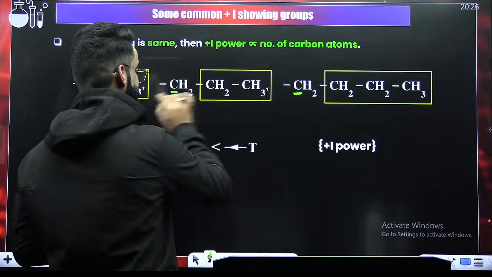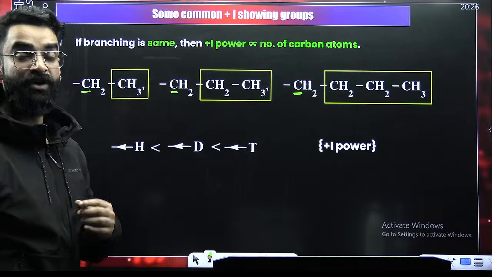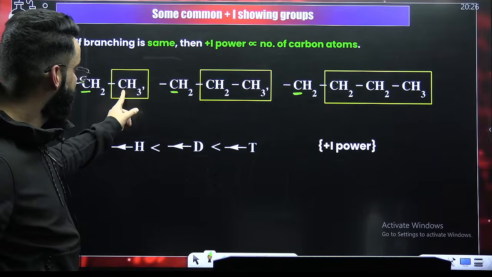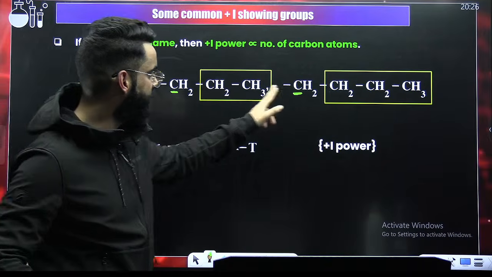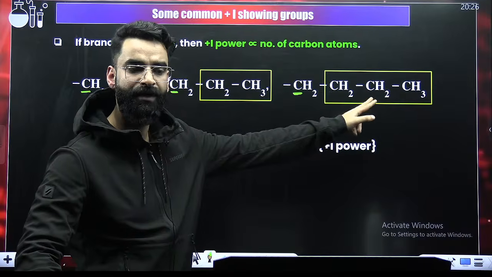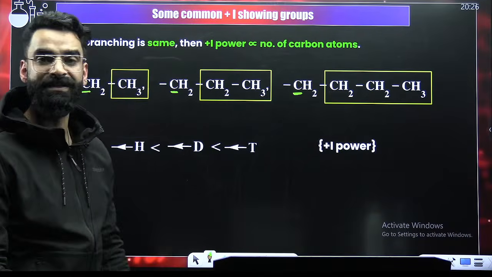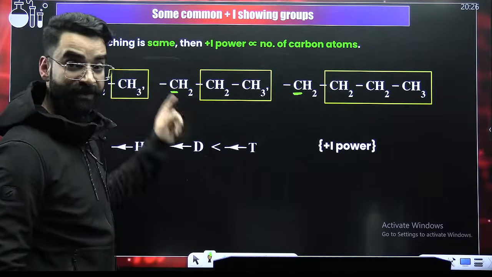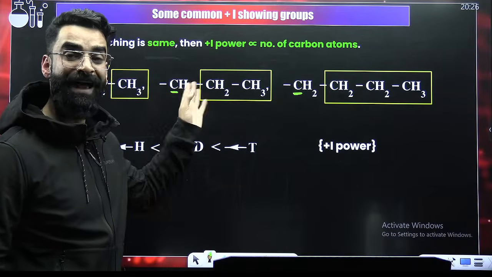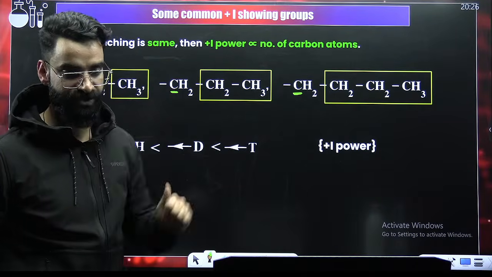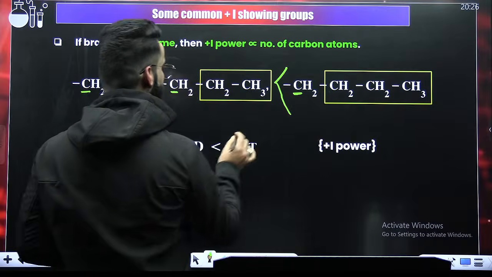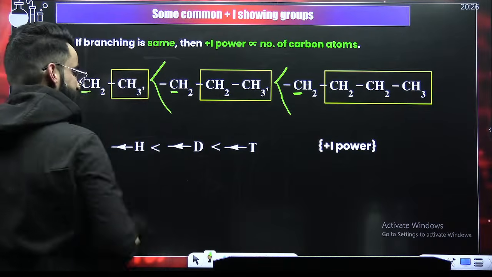So the branches are the same here. So talk in terms of the number of carbon atoms in the branch. The number of carbon atoms here is 1, here you have got 2, here you have got 3. So more the number of carbon atoms in the branch, more is going to be the plus I power of the alkyl group. But this is valid only if the free valent carbon has got same branches. Perfect? So plus I power of this group will be more than that of this group, will be more than that of this group.